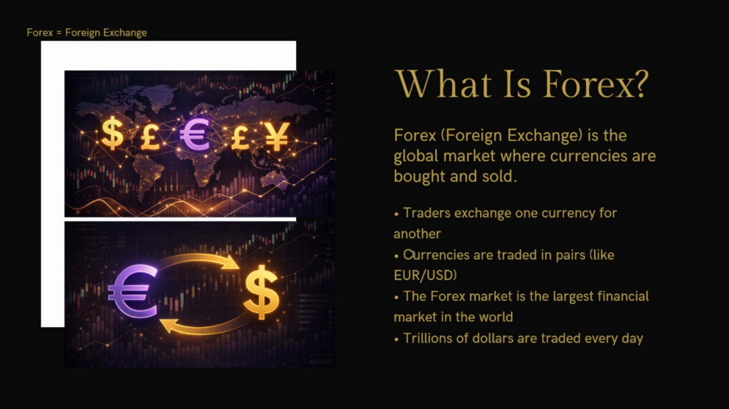Now, currencies are always traded in pairs, which means you're comparing the value of one currency to another. So, for example, a common pair is euro and USD, which compares the euro to the US dollar. So let's say the price of euro USD moves from 1.1000 to 1.1010. That change in price is how traders look for potential opportunities in the market, or in other words, potential profit.